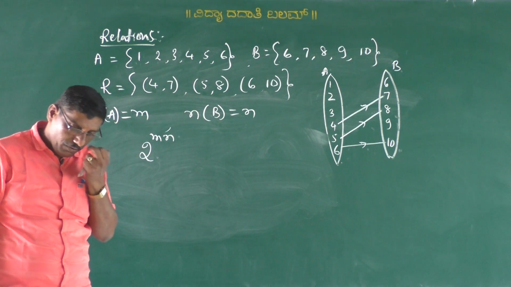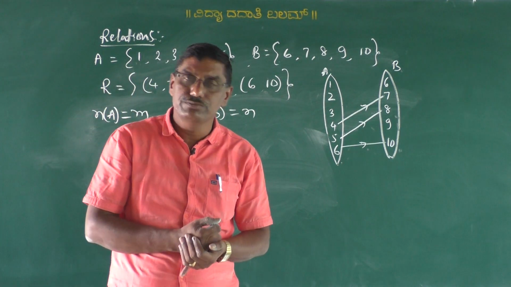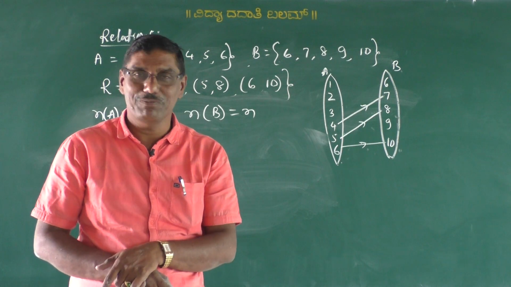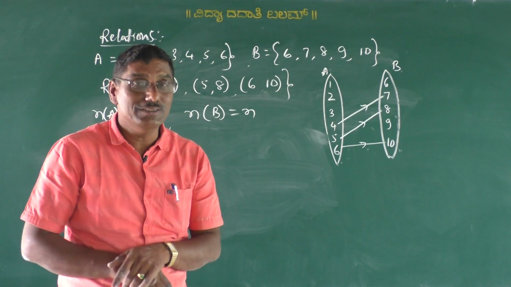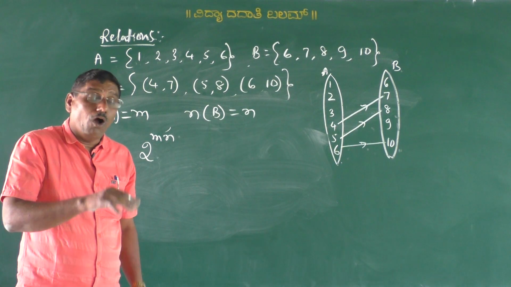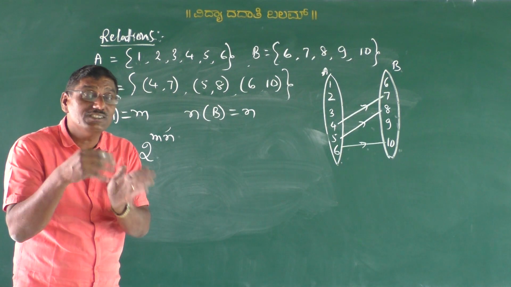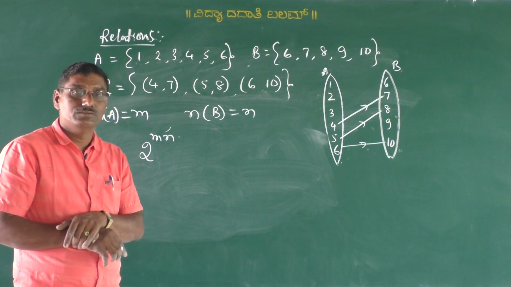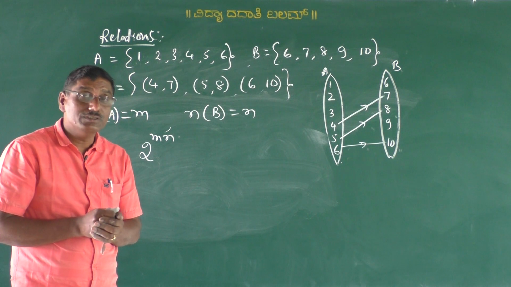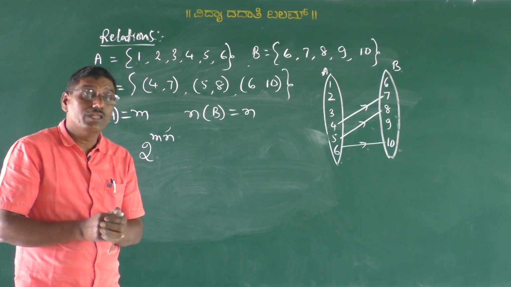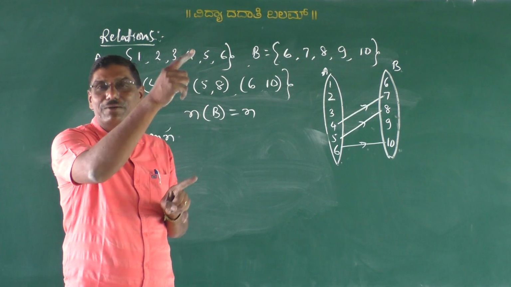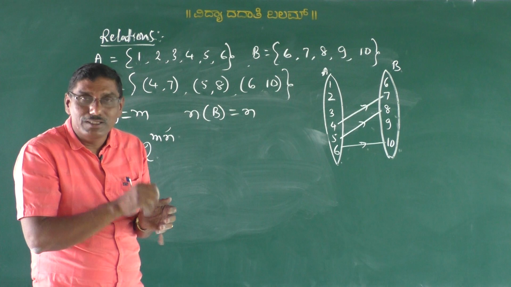How, sir? We know the definition of a relation. Relation is a subset of what? Cartesian product of two sets A and B, isn't it? Now A cross B is also a set. How many subsets can we write for A cross B? That depends upon the number of elements of A and B, isn't it?